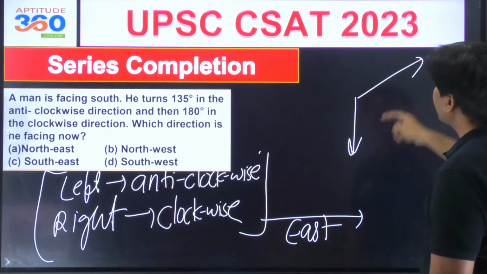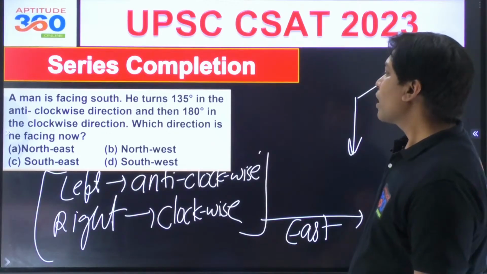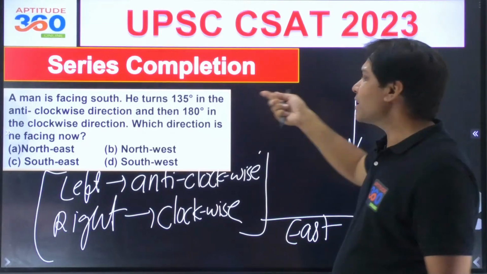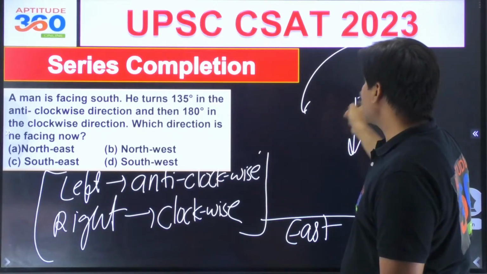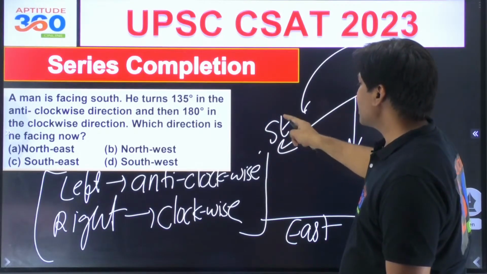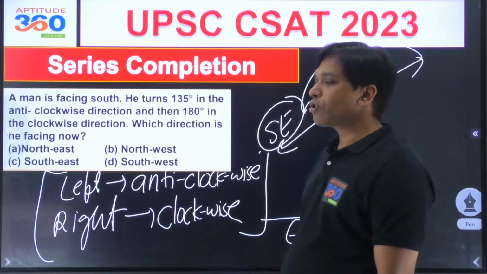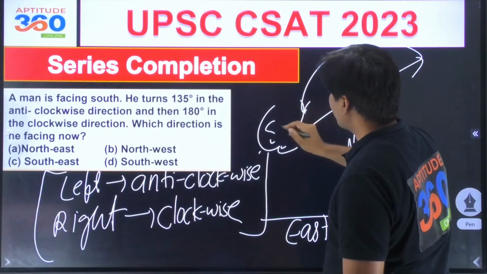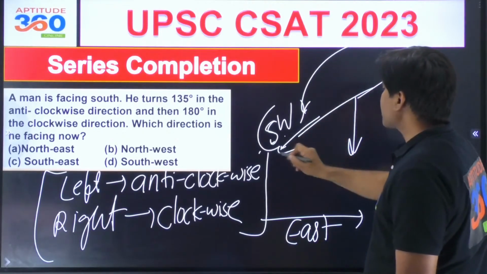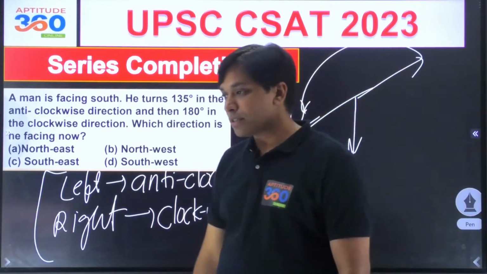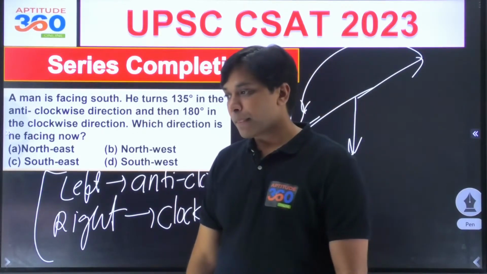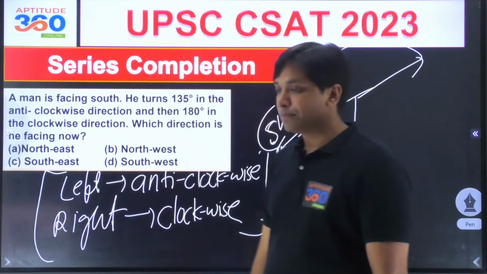135 मतलब इधर आ गया, यही है ना. नॉर्थ ईस्ट आ गया. नॉर्थ ईस्ट आने के बाद 180 डिग्री वो किधर भी घूम जाए, क्लॉकवाइज घूम जाए, एंटी क्लॉकवाइज घूम जाए, इधर आ गया. So this direction is southeast. Southeast is option number C. Sorry, my bad, southwest. This direction is southwest. Everybody is getting southwest. Southwest is option number D. Muskan, please check your option.